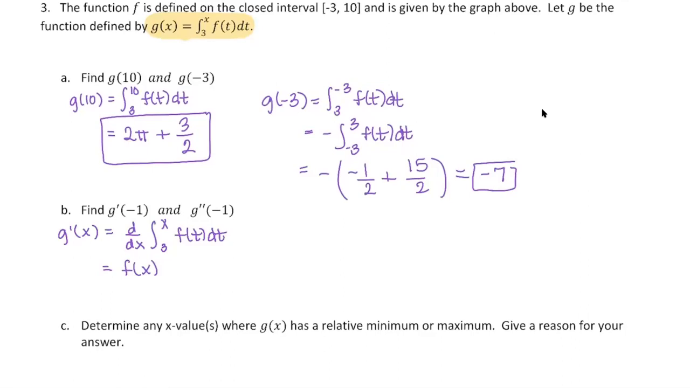So that's it. G prime of x is just equal to f of x. And now that we know that, that tells us that G double prime of x is going to be the derivative of f of x, which is just going to be f prime of x. Okay. So if I want to know now the value of G prime of -1, I know that that's going to be the same as f of -1.